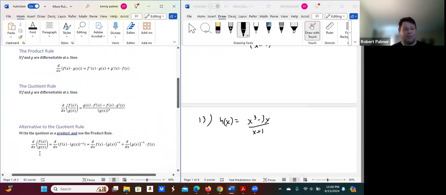So what I'm saying is, remember, you can write a quotient, f of x divided by g of x. Remember, I can write 1 over g of x as g of x to the negative 1, as a negative exponent instead of as a fraction. So I can write f of x over g of x as f of x times g of x to the negative 1, okay? Well, since I can do that, then I can just use the product rule. And the advantage of this is the product rule is much easier to remember.